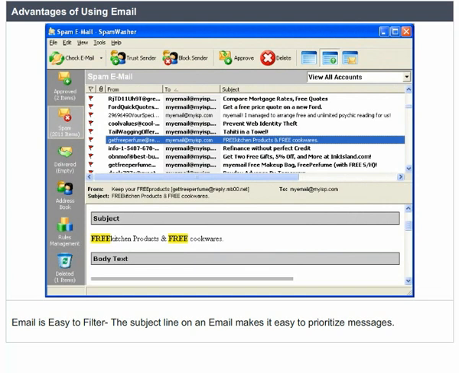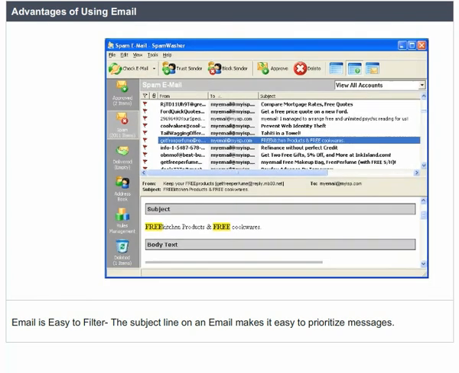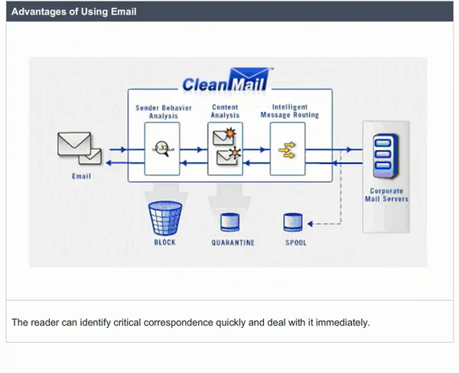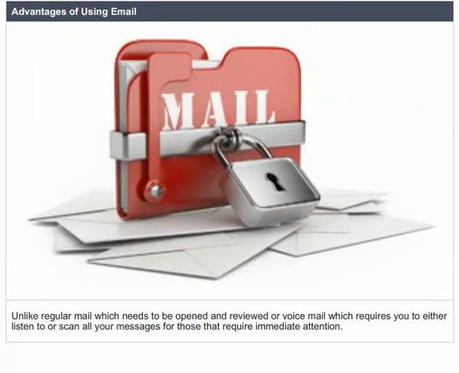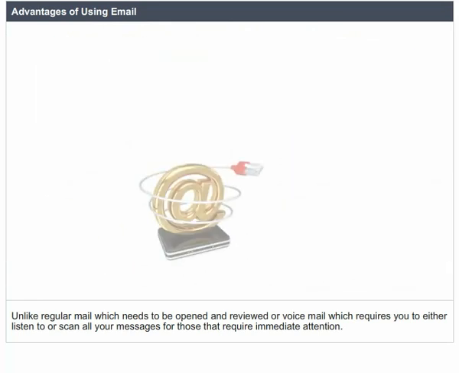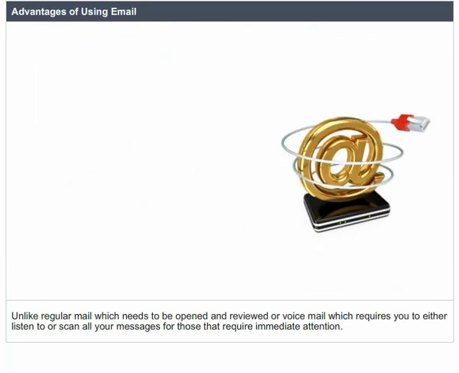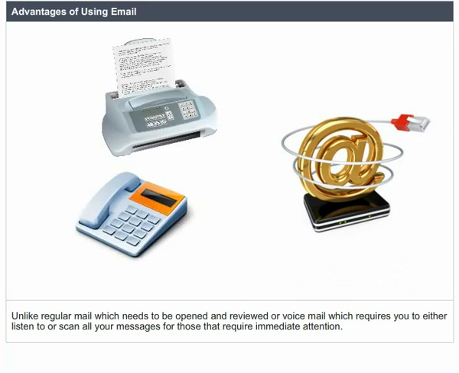Email is easy to filter. The subject line on any email makes it easy to prioritize messages. The reader can identify critical correspondence quickly and deal with it immediately, unlike regular mail which needs to be opened and reviewed, or voicemail which requires you to either listen to or scan all your messages for those that require immediate attention.